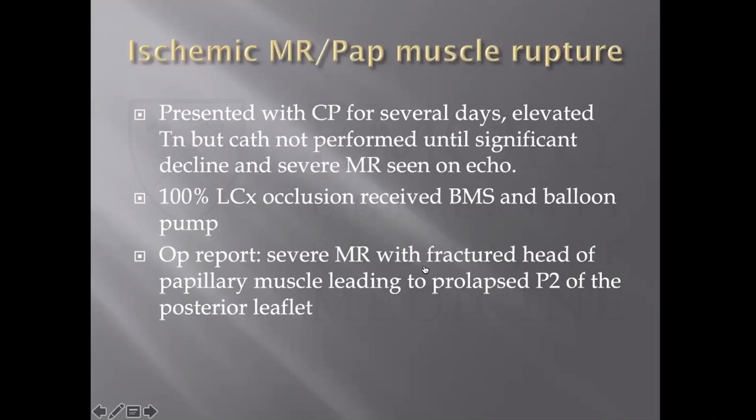One case with the echo was a patient who had had chest pain for several days. Troponin was elevated, but it was felt to have been something possibly late. For whatever reason, the patient wasn't initially cathed, but then had a sudden clinical decline. Echo showed severe mitral regurg. Patient was taken for cath, had a complete occlusion of the left circumflex.